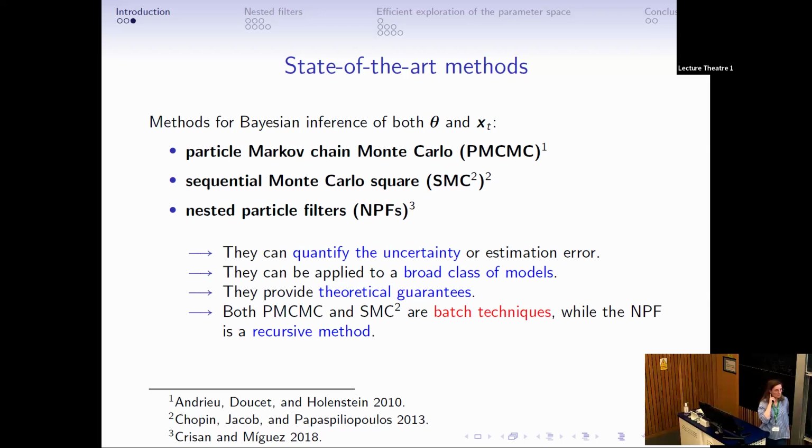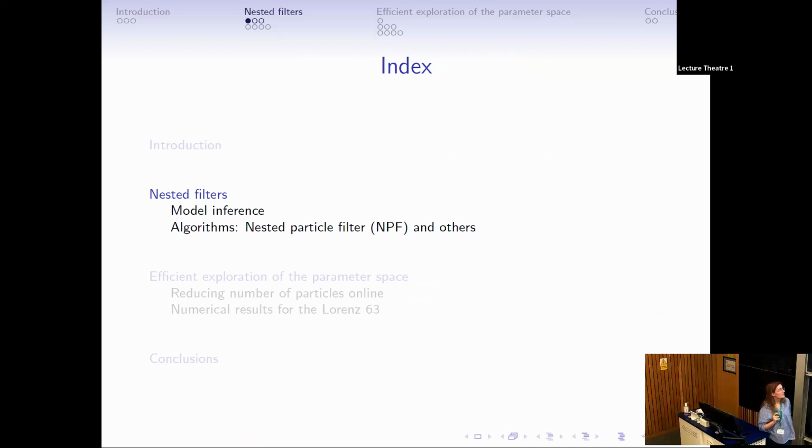The thing is that both PMCMC and SMC square are batch techniques. That means that at some point we probably need to reprocess the whole set of observations from t equal to 0 until t. And NPF is a bit different because it is basically recursive. We never need to reprocess the whole sequence, just the current observation. That's why I want to focus on this specific method.